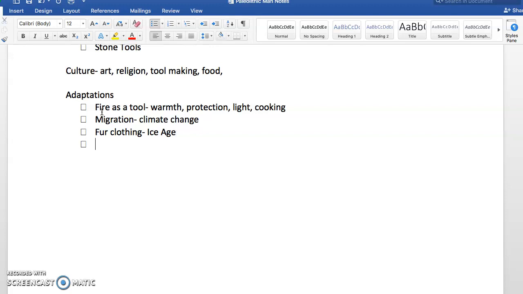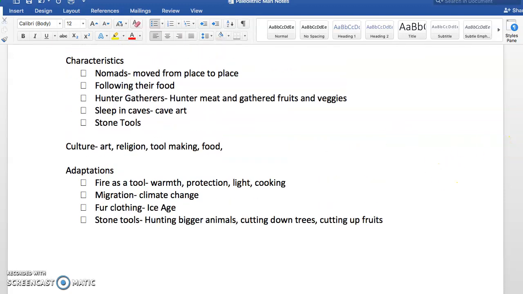Another example of a Paleolithic adaptation would be stone tools, but you need to be a little more specific if you're going to call this an adaptation. I mean, you have to say stone tools were a response to hunting bigger animals. They needed stone tools for cutting down trees. They needed stone tools for cutting up fruits. And other various uses.